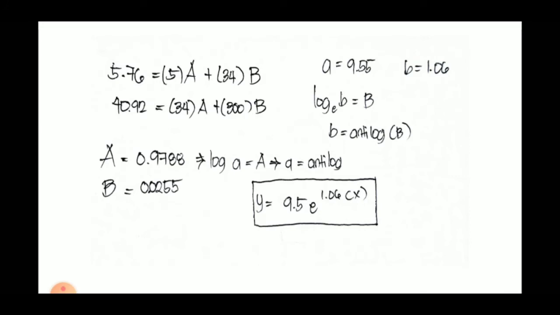And same with the big letter B, which is log e b equals big letter B. Same as with log a, go to your calculator, press shift log, then input the value of B, which is 0.0255, and it equals 1.06.